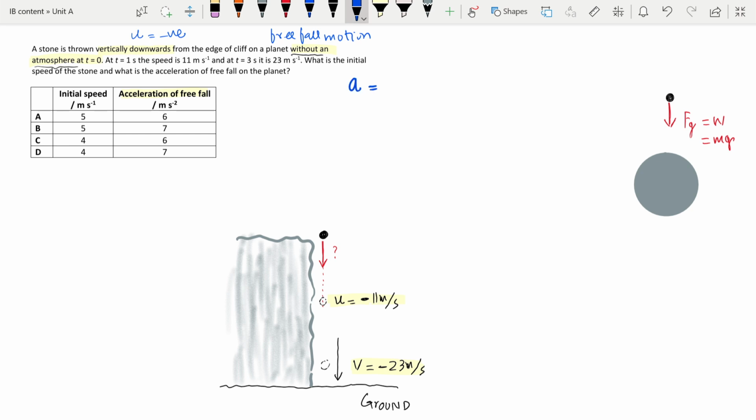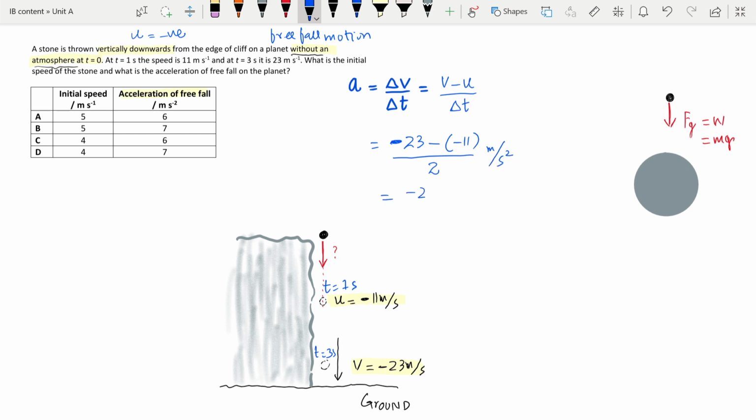Acceleration due to gravity is actually also the rate of change of velocity. So that means it's v minus u over delta t, where delta t is the time taken. So it was at time 1 second when its velocity was 11, and this is at time 3 seconds. So you can see in only 2 seconds the velocity increased from negative 11 to negative 23. So if we put the value negative 23 minus negative 11 divided by 3 minus 1, which is 2 seconds, and the unit is meter per second square of acceleration.